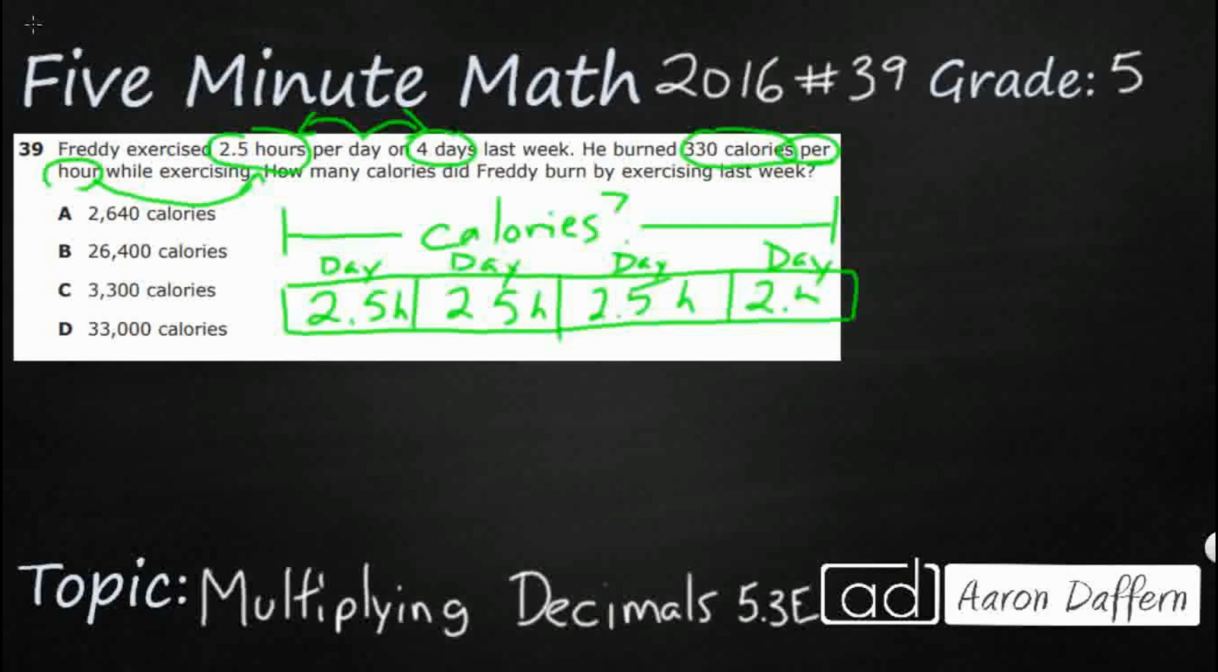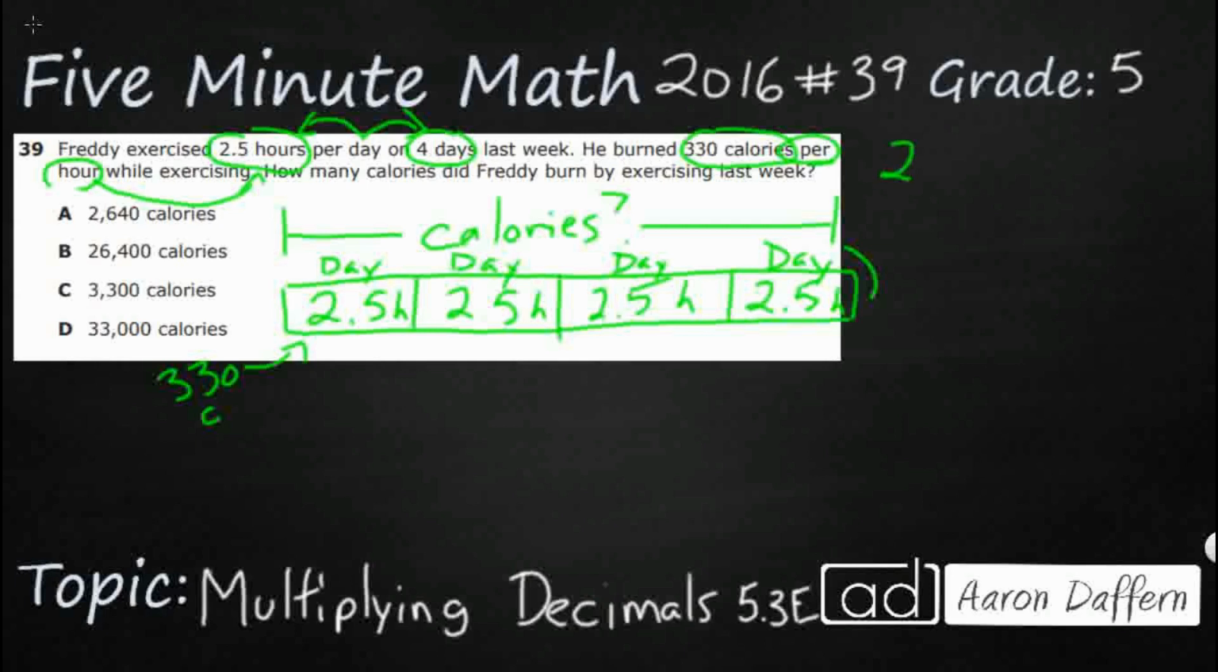2.5 hours. And then inside each of those hours, you've got 330. So you've got 330 calories inside each of these hours. But there's 2.5 hours inside each of those days. All right, so we're going to need to do a little bit of work. First, we can do this right here. We can take a look and we can say we've got 4 days, 2.5 hours each. You see 2 different options there, right?